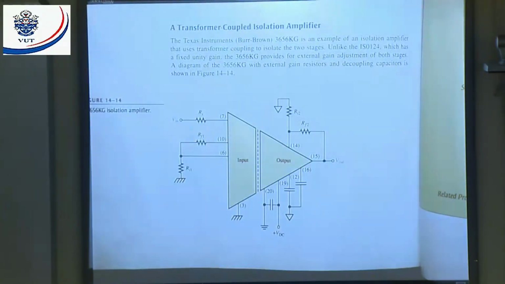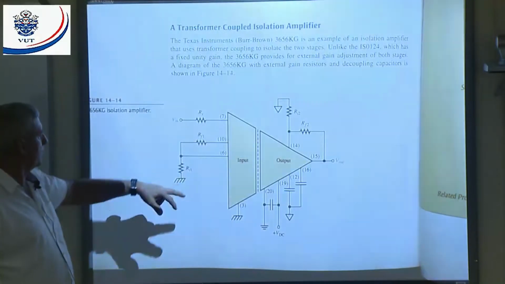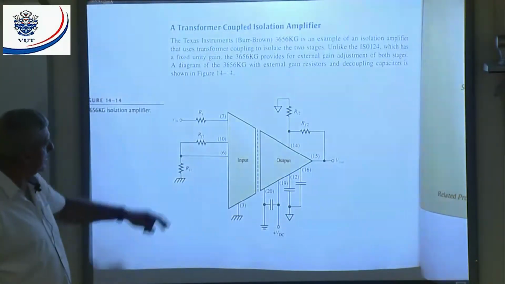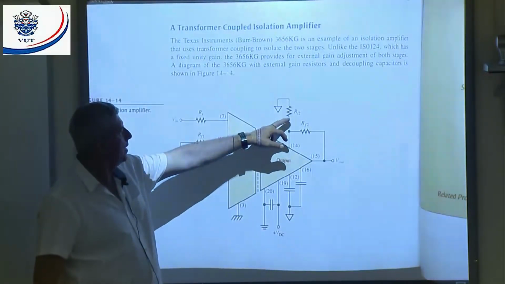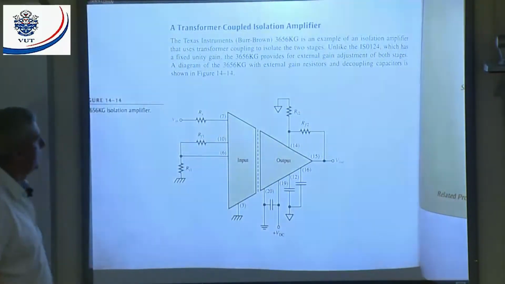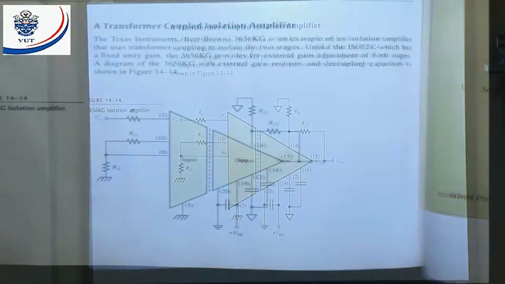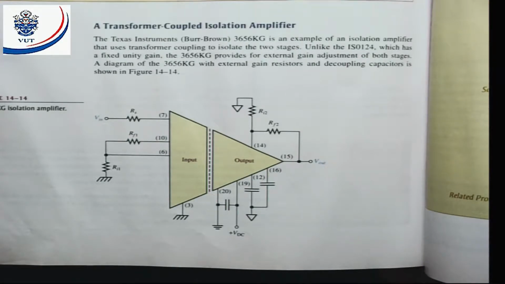All right. Here they show us our external gain resistors. Here there's RF1 and RIN1, and on the other side I have RIN2 and RF2. That means by varying those resistors, I can vary the gain of my isolation amplifier. That means this thing won't have a fixed gain. Here they give us the formulas for that.